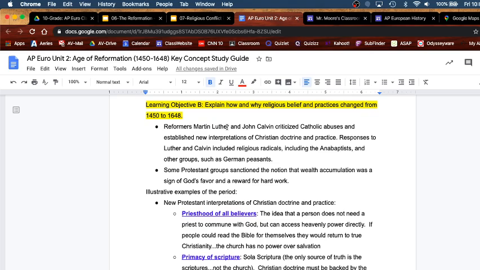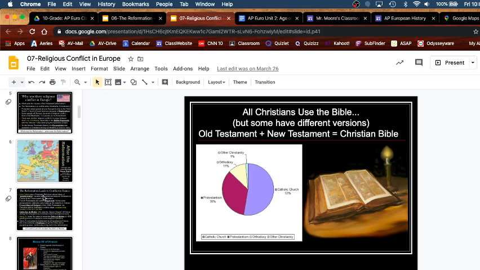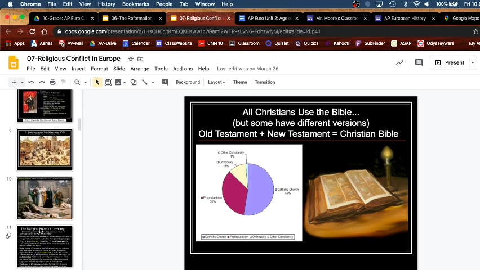So here are the two main reformers. Reformers Martin Luther and John Calvin criticized Catholic abuses and established new interpretations of Christian doctrine and practice. Responses to Luther and Calvin included religious radicals, including the Anabaptists and other groups such as German peasants. One of the things that we're going to find is there is going to be a giant, huge peasant revolt that happens because of this whole dialogue.